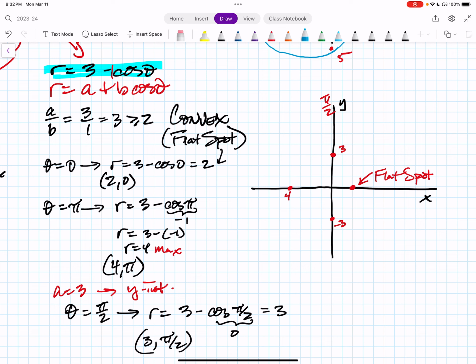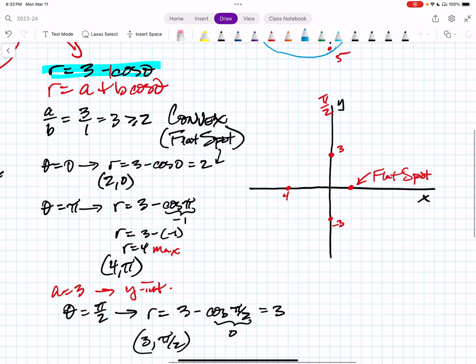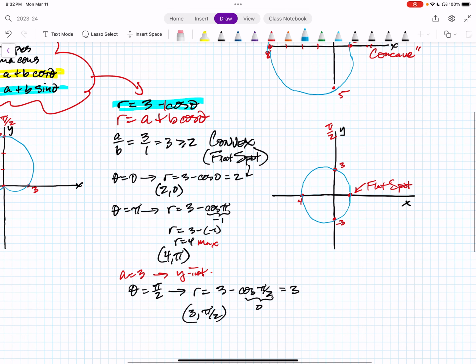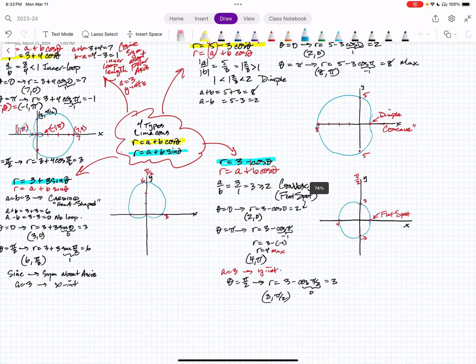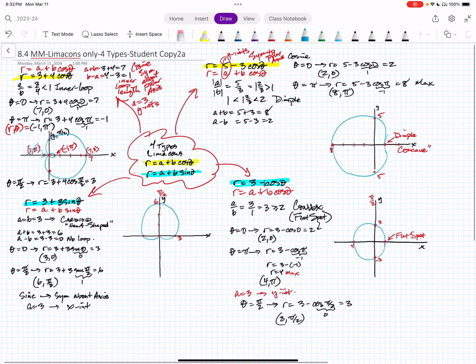Okay, so here we go. Let's draw the limacon. And it's convex and it's got a flat spot, so I'm going to just really make it a point. It's really not perfectly flat here, but you know it's. Let's see if I can draw this okay. Hey, that's pretty good. All right, that's not bad for me. Okay, it's not easy to do on a glass computer, by the way. Okay, and there you go, my friends.